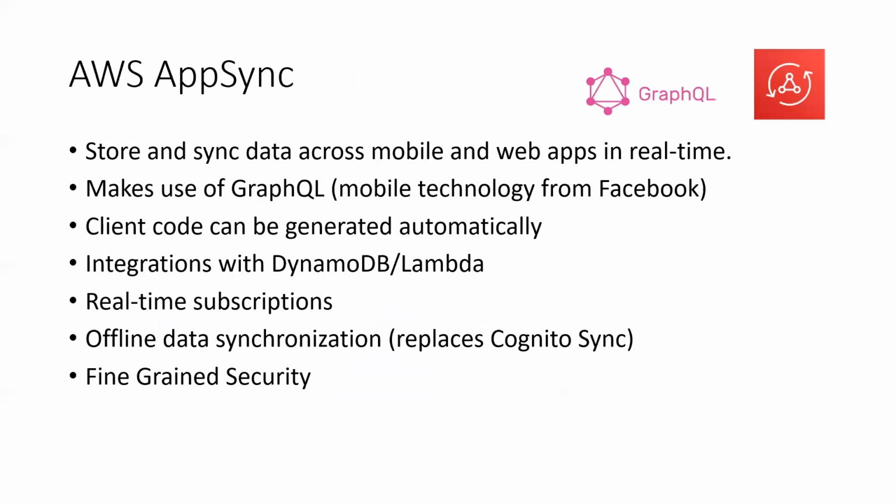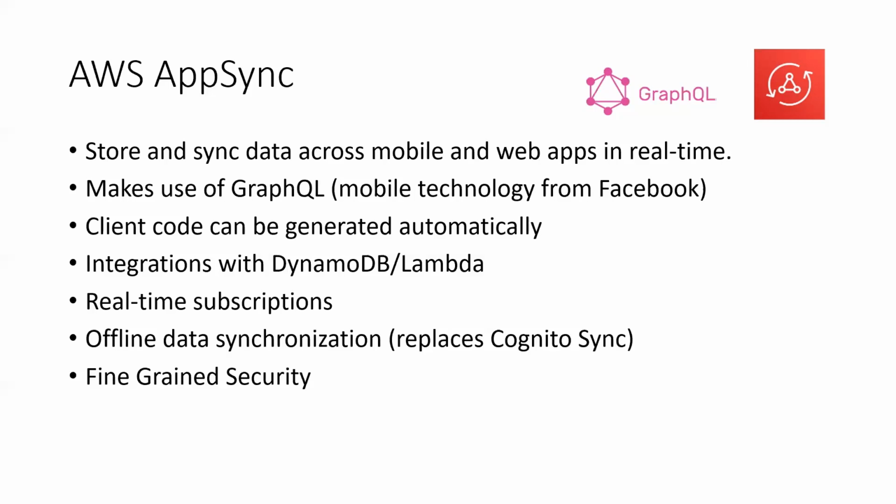Then I have AWS AppSync. AWS AppSync is a service which allows you to sync and store your data between your mobile and web applications in real time. You don't have to write the code, because it automatically generates client-side code, and you can copy that code and use it with Lambda. We'll talk about Lambda in detail. Or you can use it with DynamoDB to store the data.